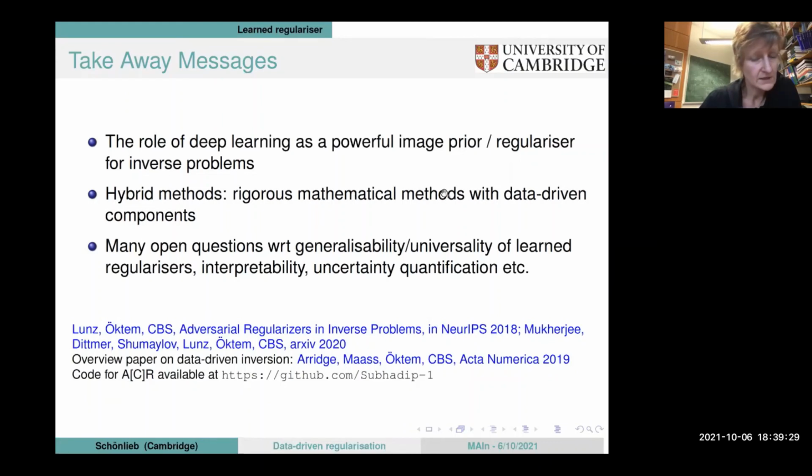I think the beauty of these variational approaches, or of fitting data-driven approaches in general into our rigorous mathematical frameworks, is that we get guarantees. And I really think that this is the most promising way forward in inverse imaging problems. And as I said, there are many open questions.